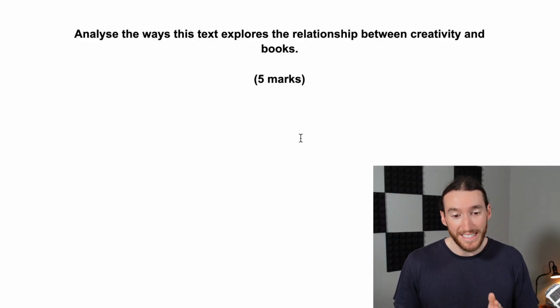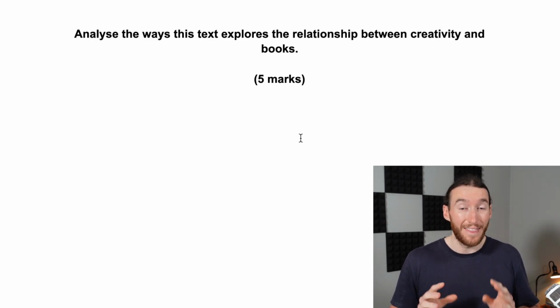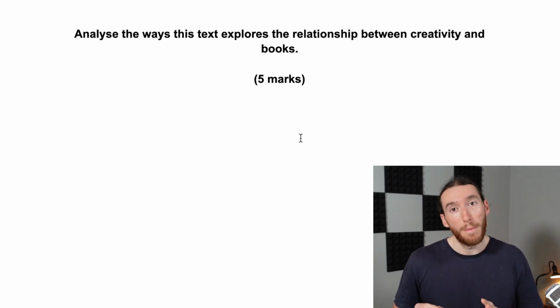Welcome to another video. Today I'm going to be doing another deconstruction of a student's response to a 5-mark comprehension question for section 1 of the common module. So we are going to look at this question here: analyze the ways in which this text explores the relationship between creativity and books. And that is a 5-mark question. Remember, the first thing you always look at are the marks.